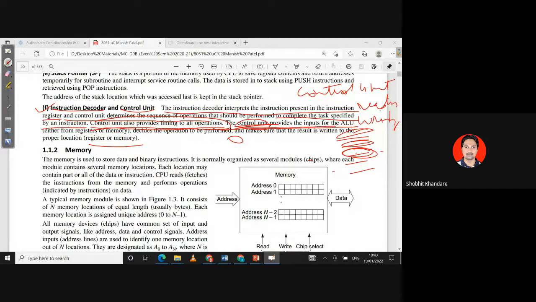That is, suppose I have written an instruction, how much time does it take to perform this instruction, so that is controlled by the timing unit. Suppose there are 1, 2, 3, 4, 5 instructions, they will take some time. Suppose this instruction takes 2 microseconds, this instruction will take suppose 3 microseconds, this instruction will take suppose 1 microsecond.